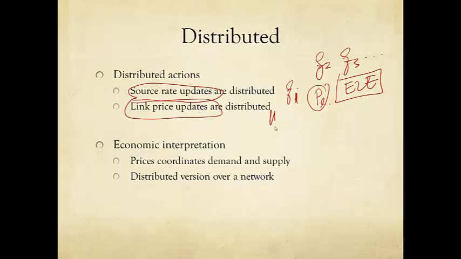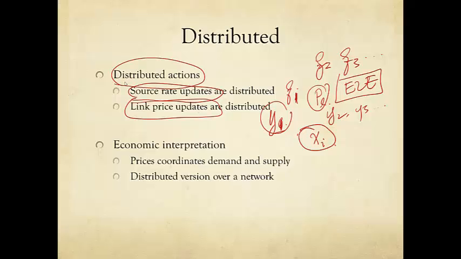The link price update computation is also distributed. You only need to know the load on yourself. Say you are link 1, Y1. You do not need to know Y2, Y3, what happens on the other links. And you don't even need to know the ingredients in your Y1. You don't need to know the individual source rates. You just need to know the total link load, the sum of the source rates among the sources using you. So this is a very distributed action.